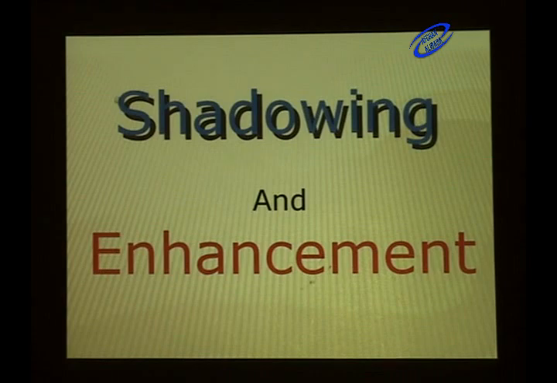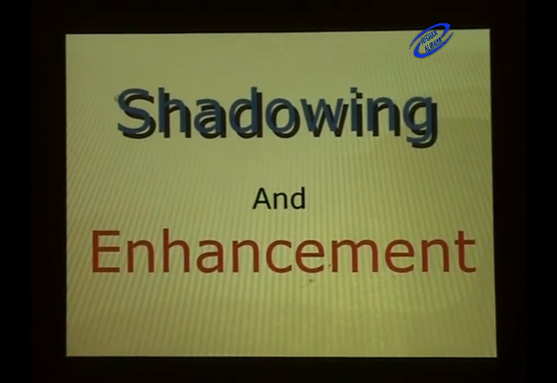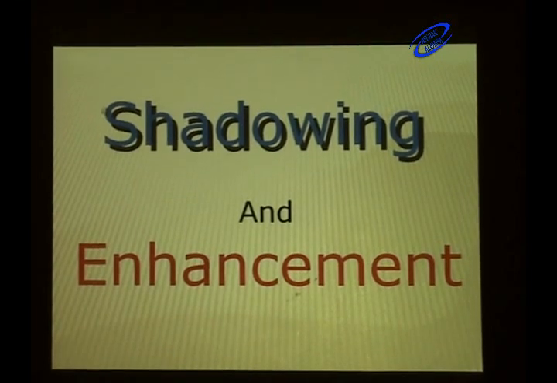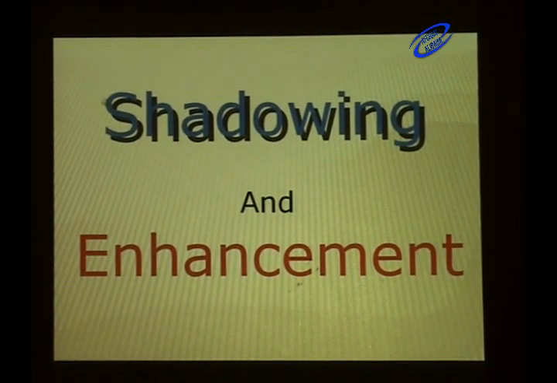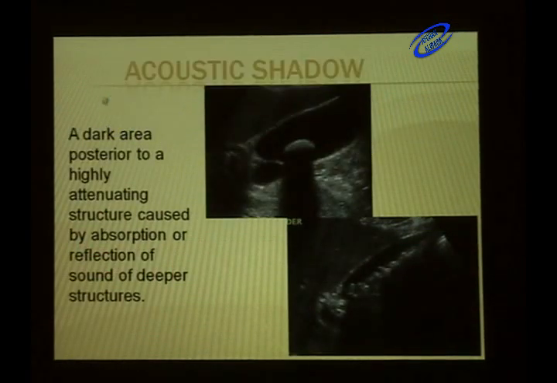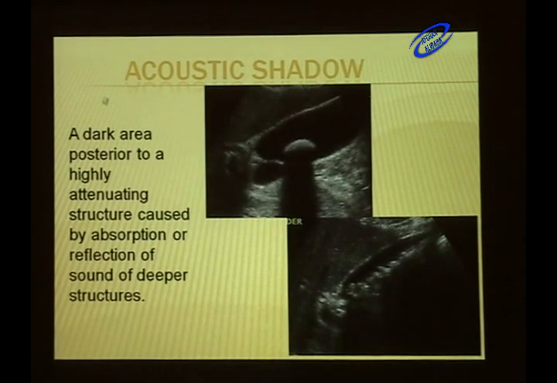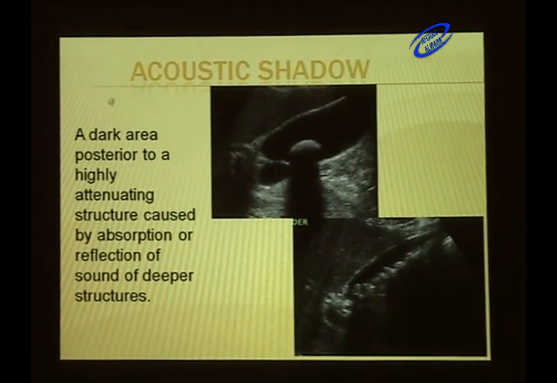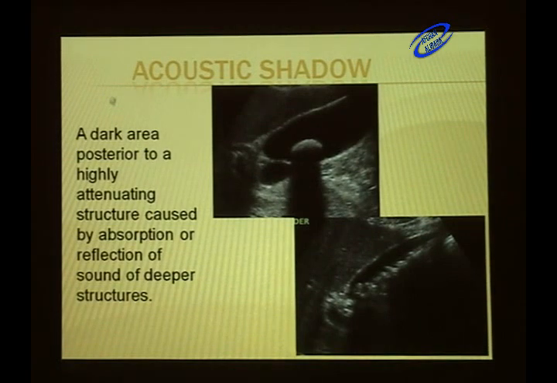Next is the shadowing and enhancement. What is acoustic shadowing and what is acoustic enhancement? First we will discuss acoustic shadows. Acoustic shadow is a dark area posterior to a high attenuating structure like stone, bone and metal, and this is caused by absorption or reflection of the sound of deeper structures.